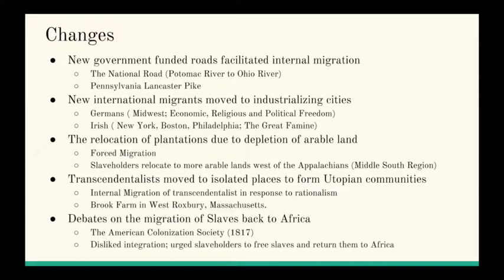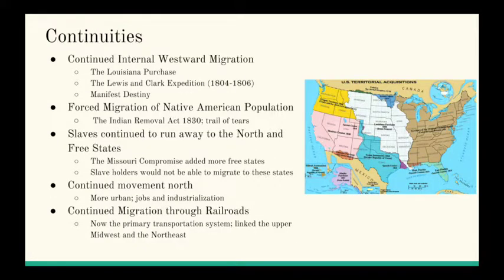Another change in Unit 4 would be the debates of the migration of slaves back to Africa. The American Colonization Society, founded in the South in 1817, opposed black slavery because it encouraged contact between the whites and the blacks. They urged slave owners to free their slaves and return them to Africa. Continuities in Unit 4 would include continued internal westward migration. After the Louisiana Purchase, the Lewis and Clark expedition allowed for the exploration of land west of St.